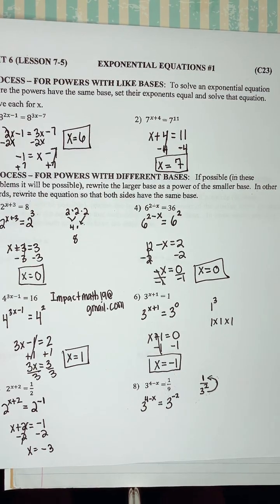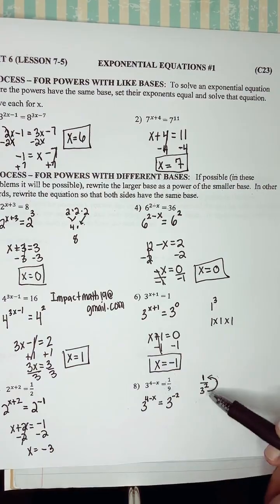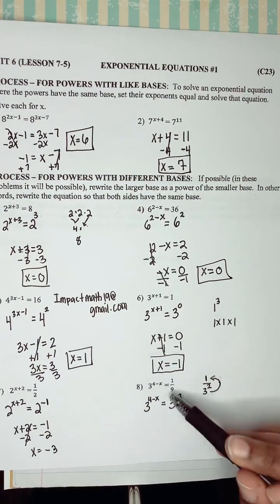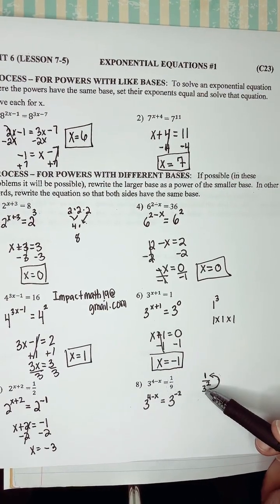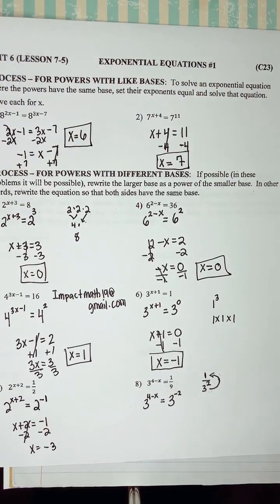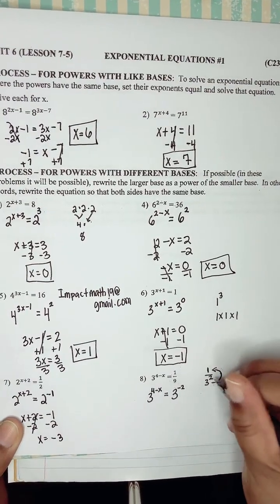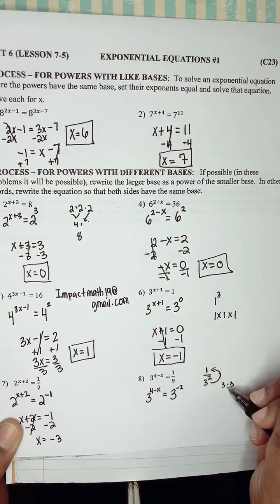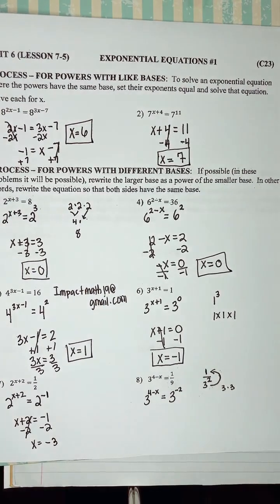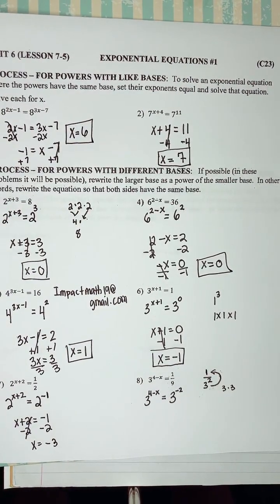Why is it 2 again? Maria, it's 2 again because 3 times 3 will give us 9. So that's why we have to have the second power. This second power means 3 times 3. How many times you multiply 3 to itself? Great question. Yep, Kiki.